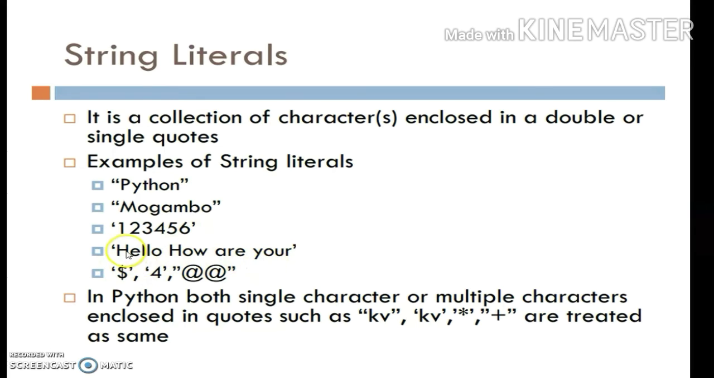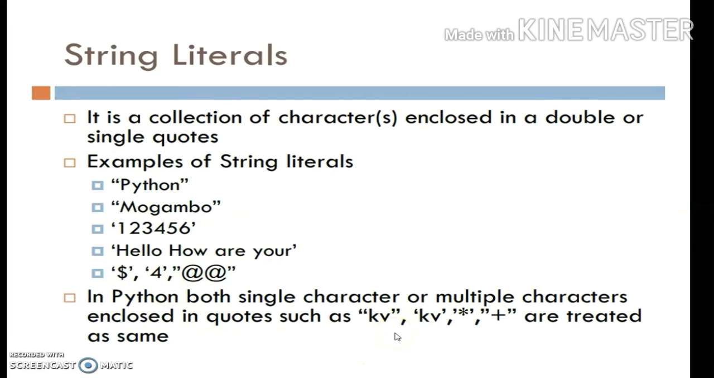This sentence is given in single quotes, that's why the entire words will be taken as a single string. See here, dollar is a symbol, but when you give this in single quotes, then it will be taken as a string. Here the digit 4 is in single quotes, so it will be taken as a string. Then the two symbols are given in double quotes, that's why they will also be taken as a string.